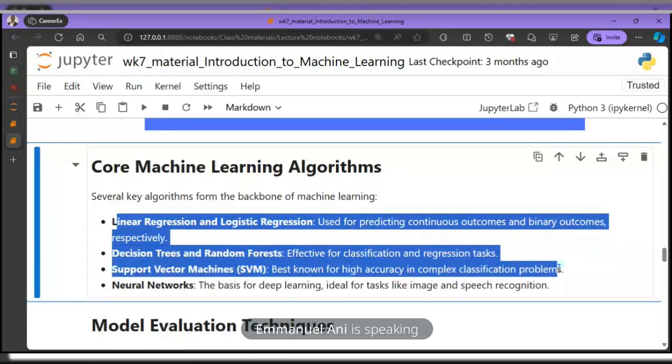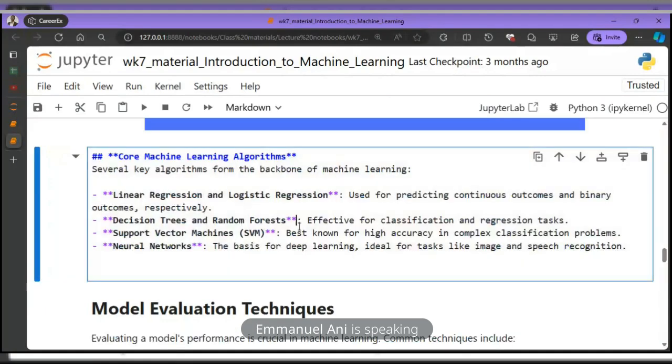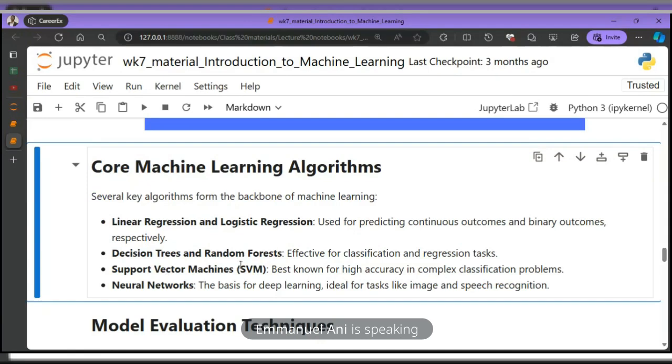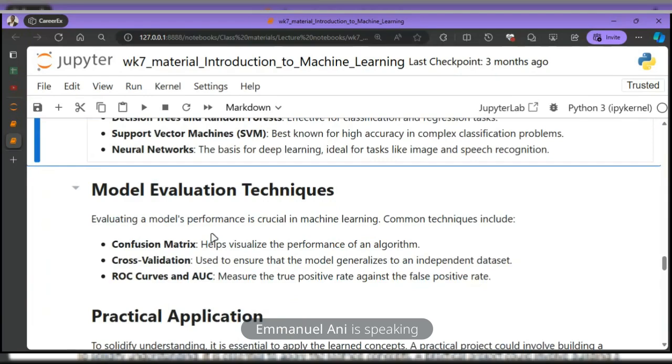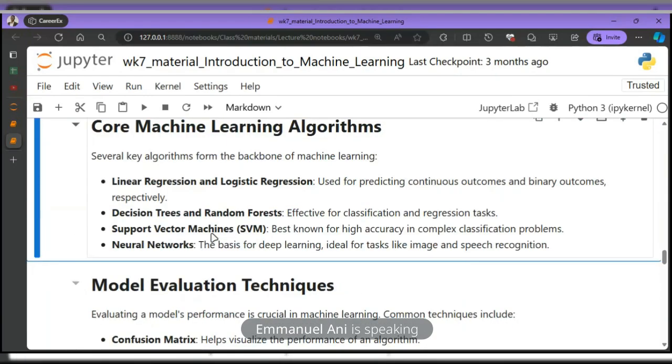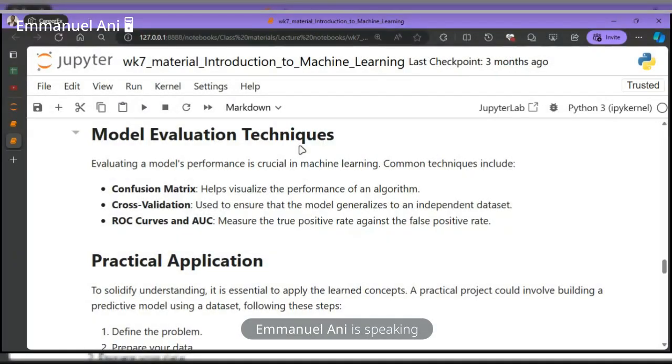So we'll look at all these various algorithms we've mentioned: linear regression and logistic regression, decision trees, random forest, support vector machines, right? So that is it for the algorithms. Now we'll look at model evaluation techniques. So this is just to give you an overall idea. We are not explaining. We'll go in depth into all these things in subsequent classes.